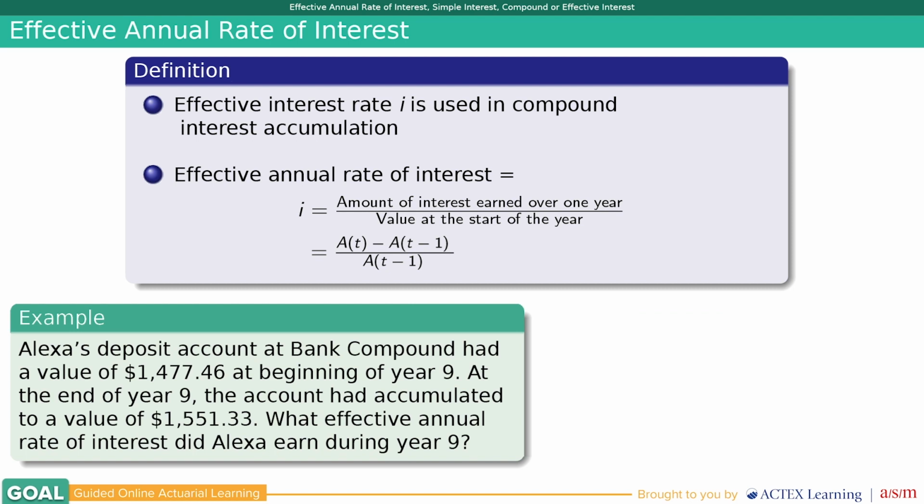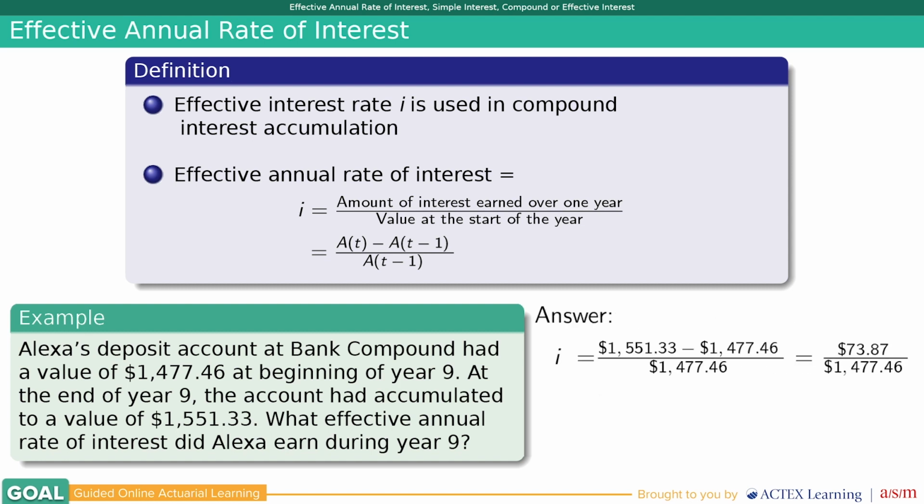Let's look at an example. Alexa's deposit account at Bank Compound had a value of $1,477.46 at the beginning of year 9. At the end of year 9, the account had an accumulated value of $1,551.33. What effective annual rate of interest did Alexa earn during year 9?